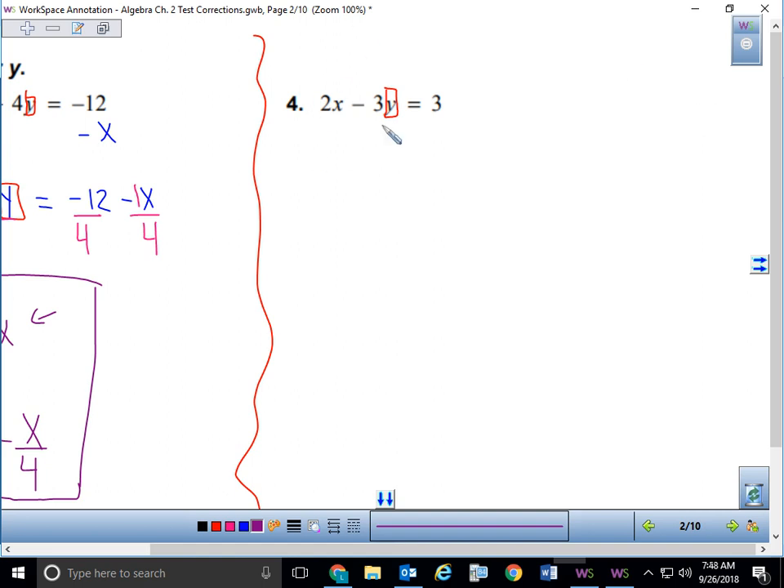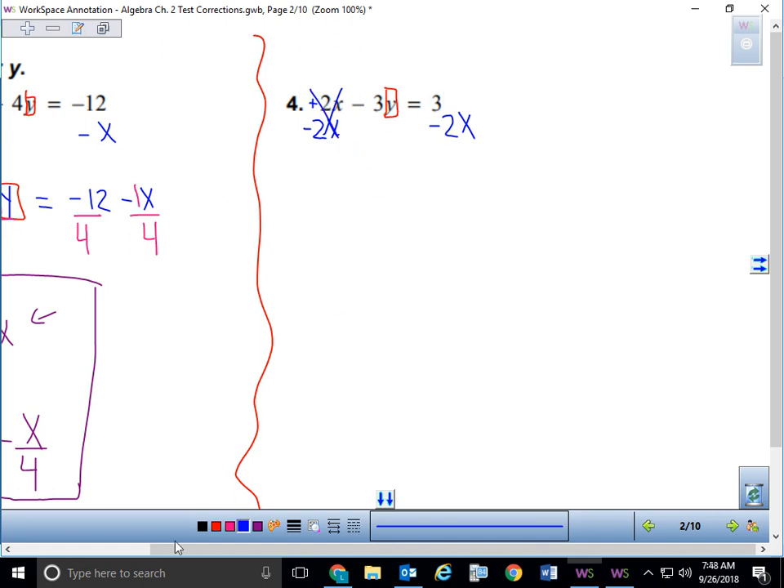Question 4. Same idea. Getting y by itself means I'm treating everything else like a constant or a number. It means I move it like I would anything else. So that means 2x I treat as a constant, just a number. And right now there's a secret plus sign that tells me it's positive to the left. So I have to undo that by subtracting 2x on both sides.